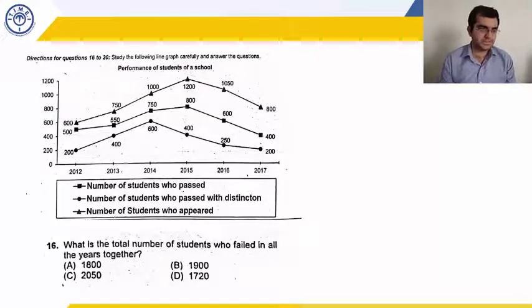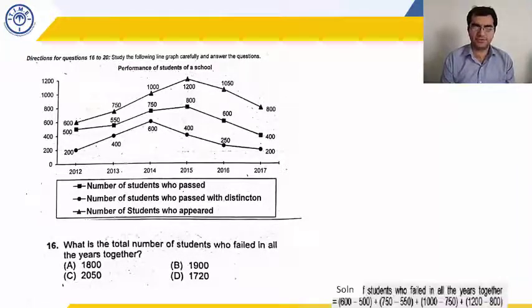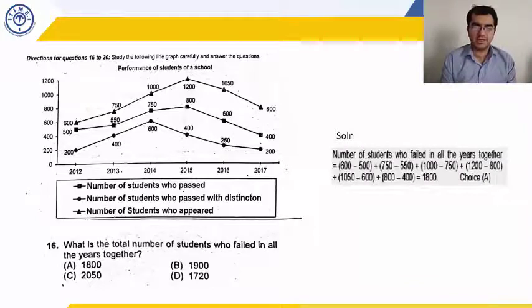Okay, so let's see. Students who failed over here, triangle minus square, 100. Next, 750 minus 550, 200. Next, 250. Next, 400. It's 1200 minus 800. Next, 450. And next, 400. Okay, so that's what you have. And then you add all of them and you get 1800 as the answer. Option number B.